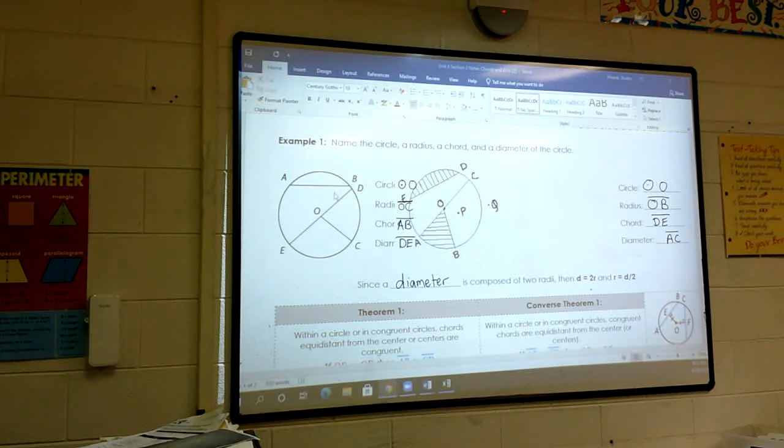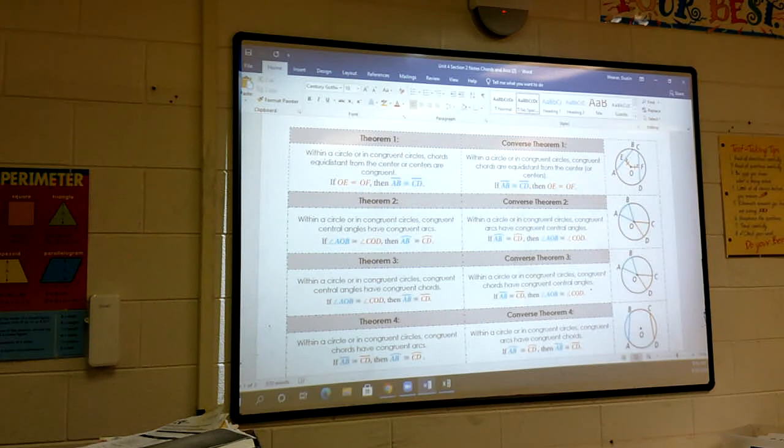That takes us through the first example. 1, 2, 3, and 4. We're just going to read through those things, make sure that they make sense to you, okay? So in Theorem 1, it says within a circle or in congruent circles, chords that are equidistant, so an equal distance from the center or centers are congruent.